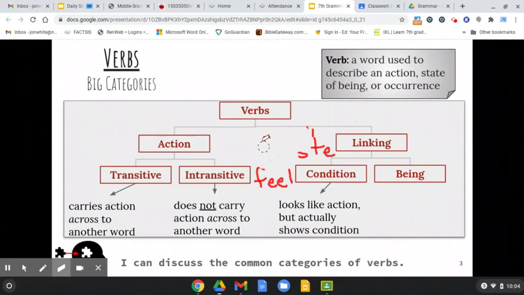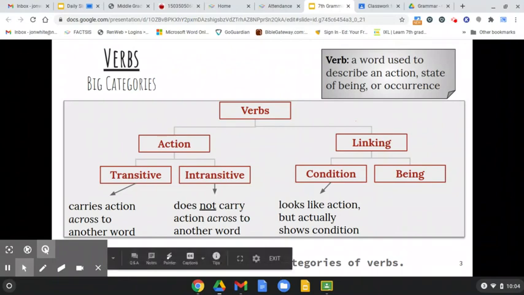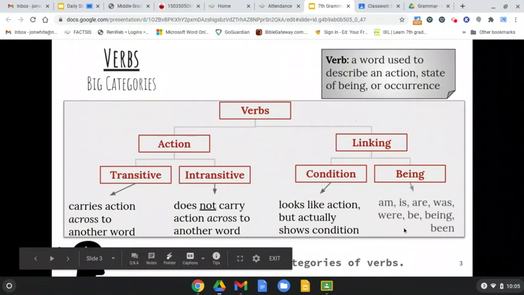The only other category that we need to know about would be being verbs. All right, these are really the easier ones to find because there are 8 of them and they're just very well established. They are am, is, are, was, were, be, being, and been.